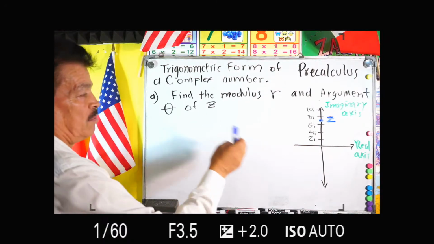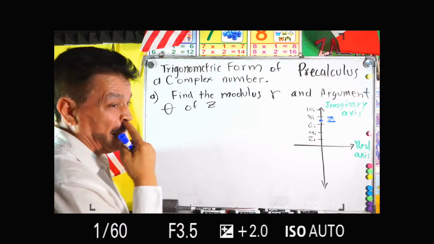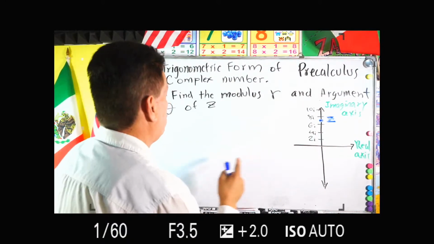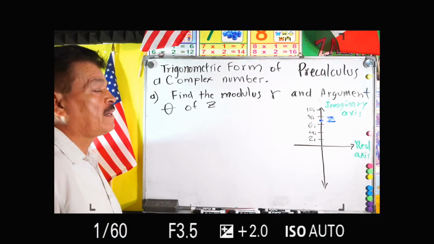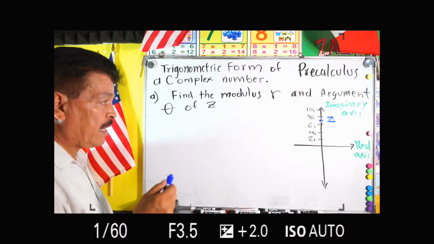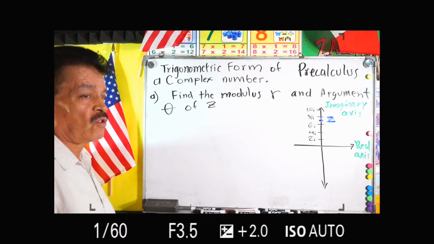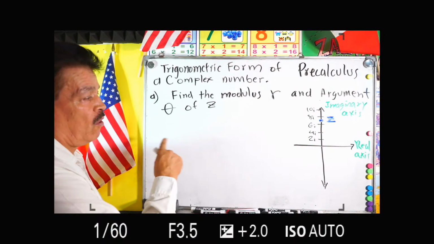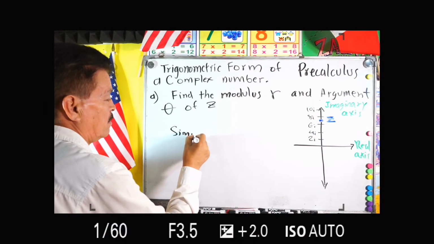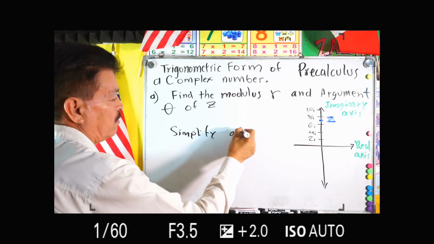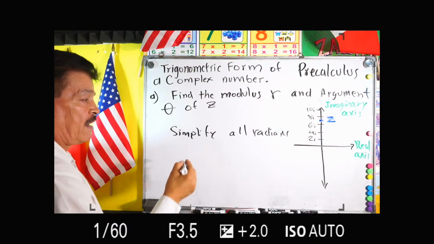We have to find the modulus of this point. The point r is right there, and then the argument, the angle of z. So that's the problem. We have to simplify all radicals and fractions. So simplify here all radicals and fractions.